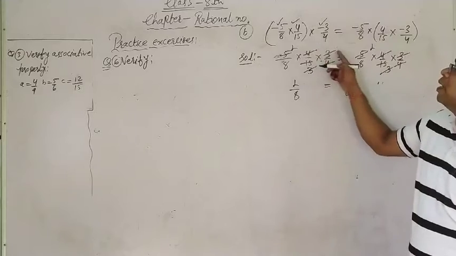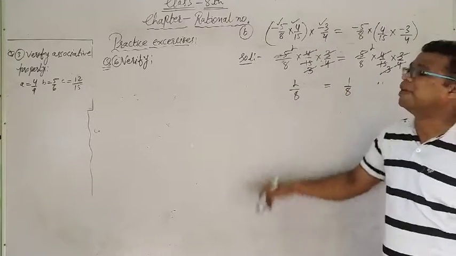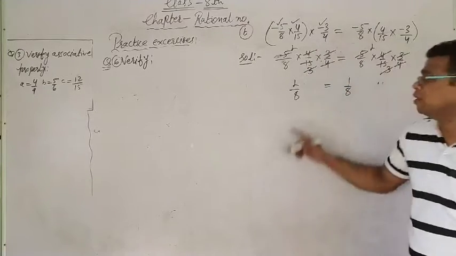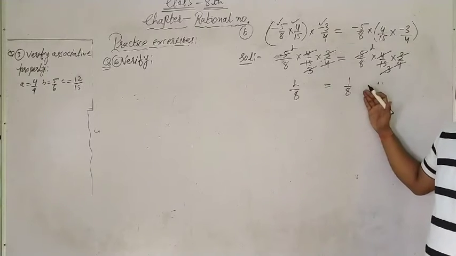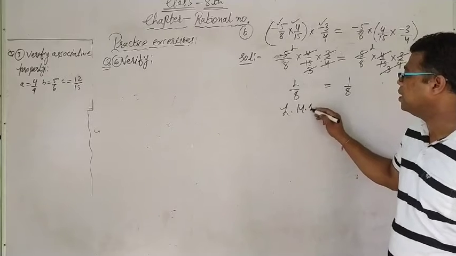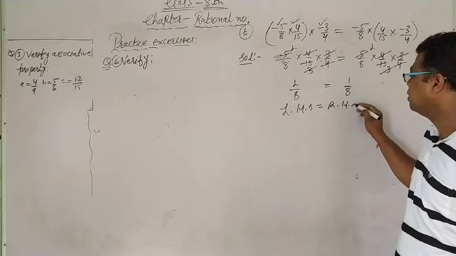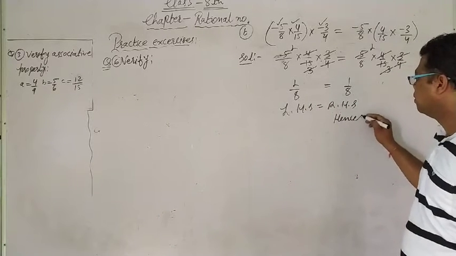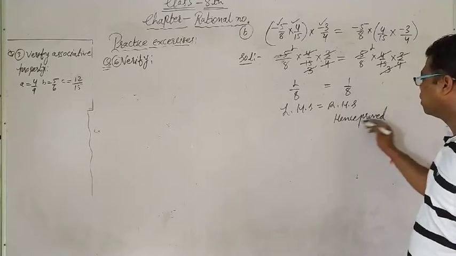What is there in the numerator? Only 1. What is remaining in the denominator? Only 8. 1 upon 8, and it is the same duplicate. No need to explain this. Left hand side is equal to right hand side, hence proved. Okay.